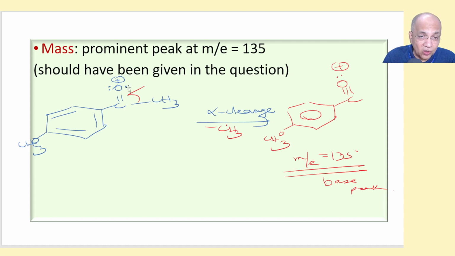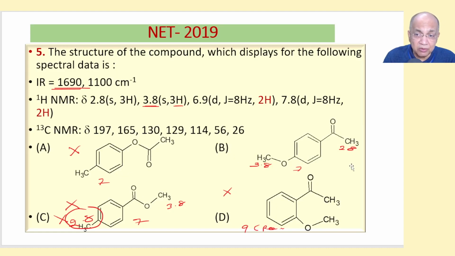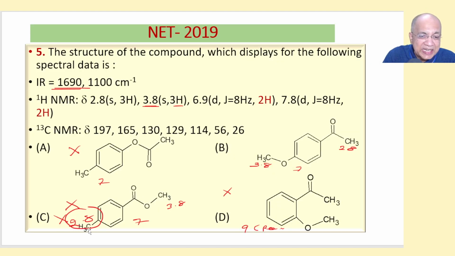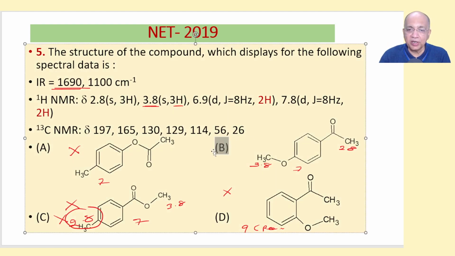Then if it is a ketone, the alpha cleavage, the C-C bond next to the heteroatom, gives you the base peak. The loss of 15, the methyl radical, gives you this peak, which is 135. But had you taken this one, then the loss of methoxy would have given a different m/e peak, not the 135 peak. So I have solved all this, and the answer is B.